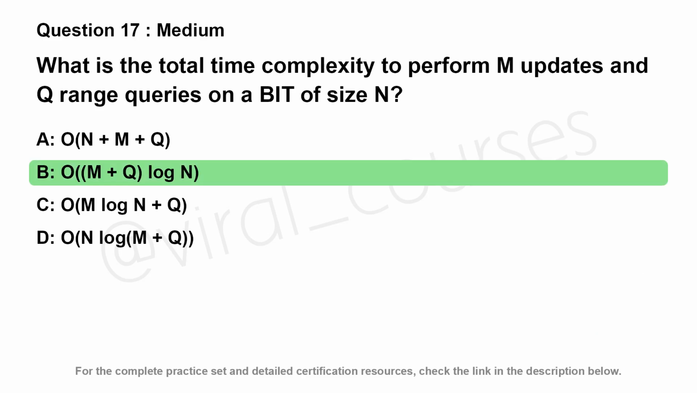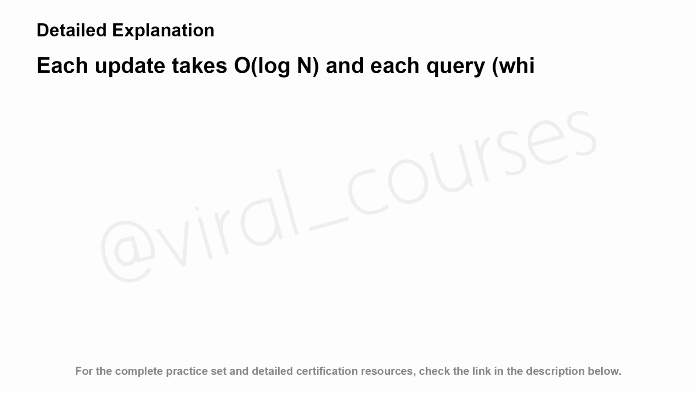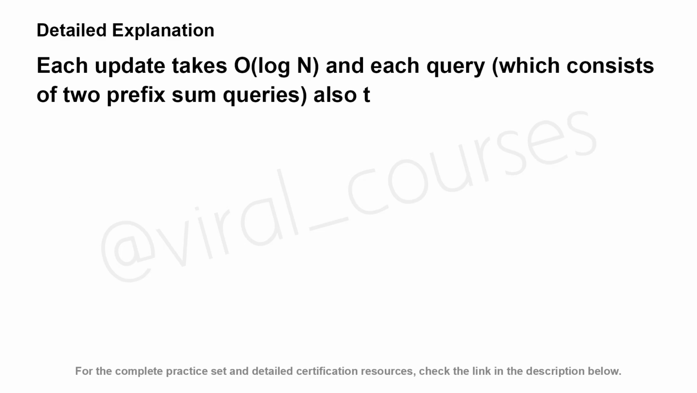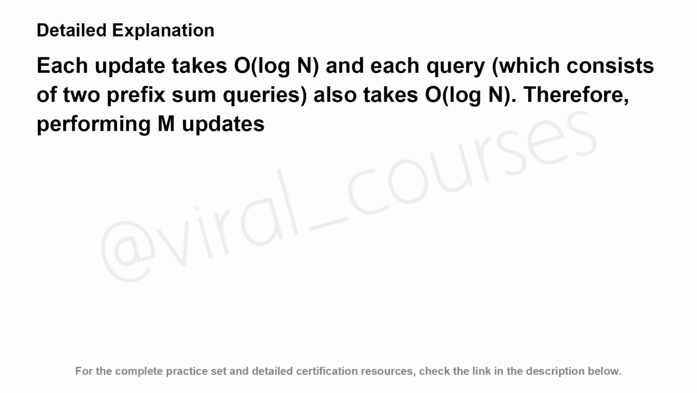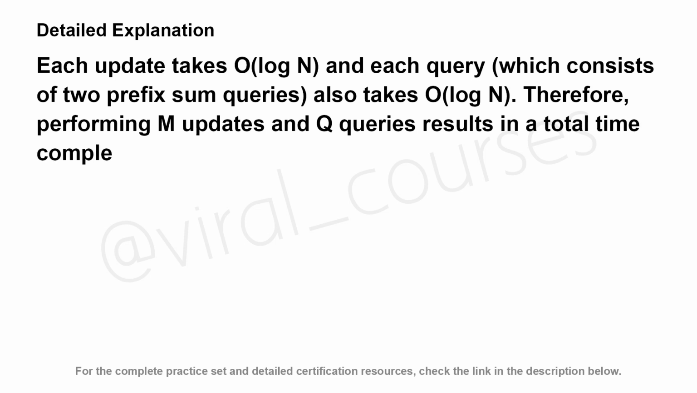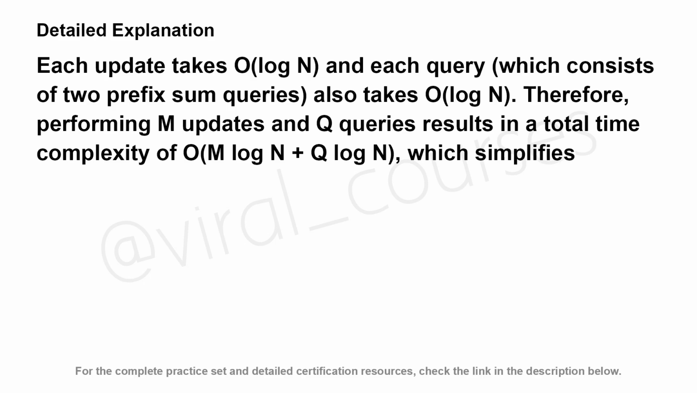The correct answer is B. Each update takes O(log n), and each query, which consists of two prefix sum queries, also takes O(log n). Therefore, performing M updates and Q queries results in a total time complexity of O(M log n + Q log n), which simplifies to O((M + Q) log n).